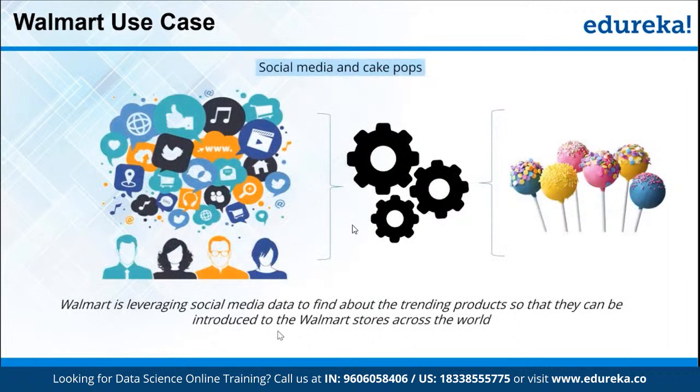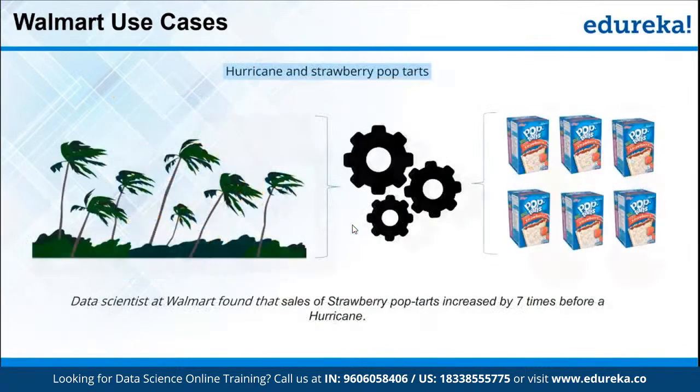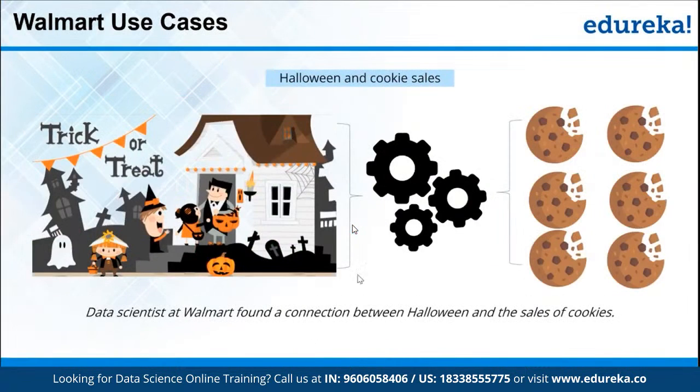Now Walmart is also leveraging social media data to find out trending products so that they can be introduced to Walmart stores across the market. So these are a couple of use cases. Now if I go back and ask how they are finding the relation between sales of cookies and Halloween, this is something a data scientist will be doing. So what is the role of a data scientist? Always you will have to find the relation, find the mapping, or find the connection.